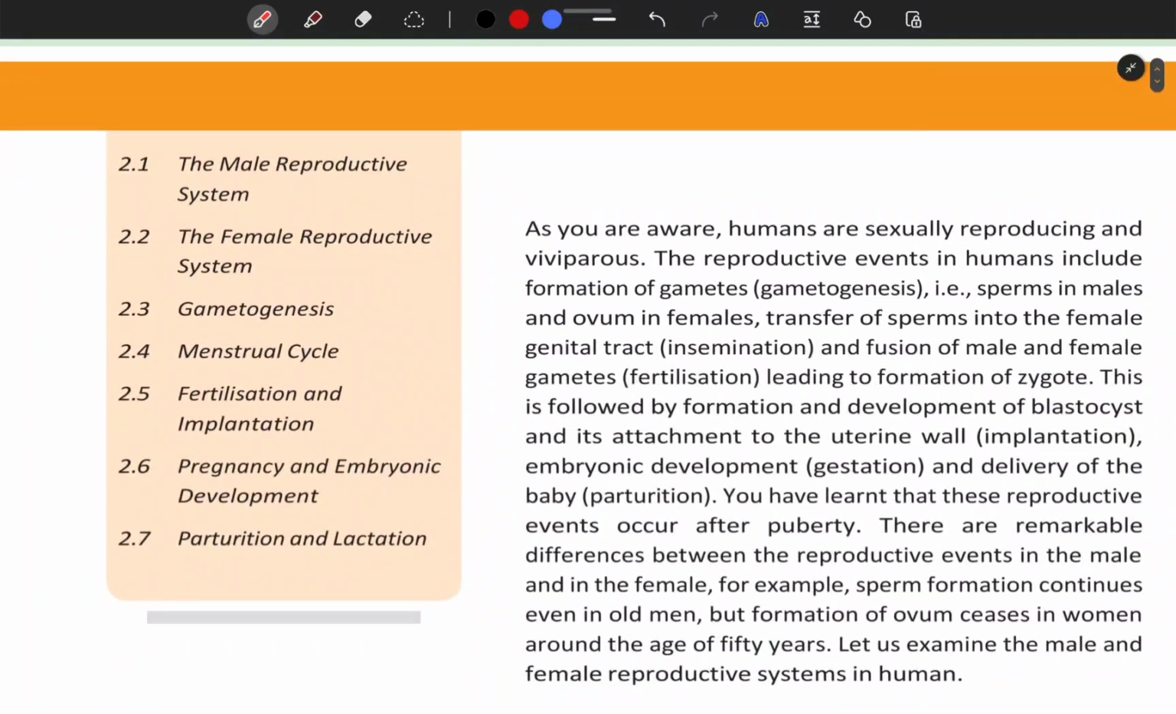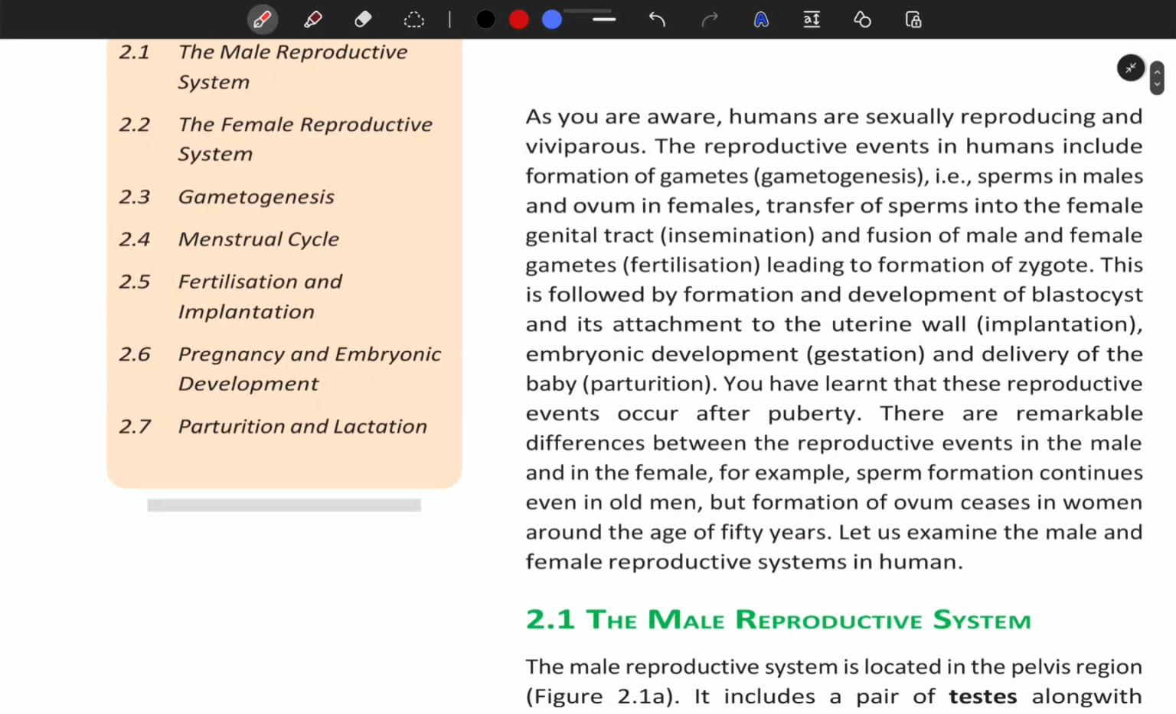Chapter 2: Human Reproduction. As you are aware, humans are sexually reproducing and viviparous. The reproductive events in humans include formation of gametes, that is gametogenesis, that is sperms in males and ovum in females, transfer of sperms into the female genital tract, that is insemination, and fusion of male and female gametes, that is fertilization, leading to formation of zygote.